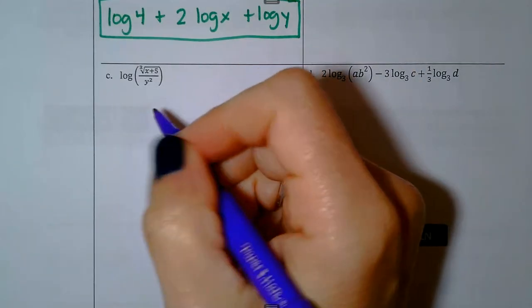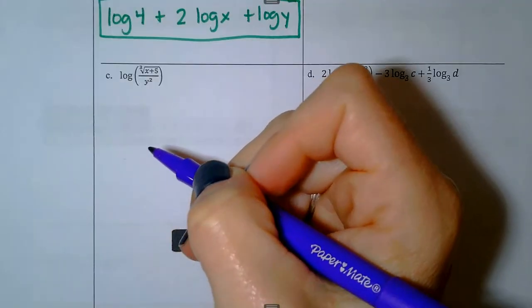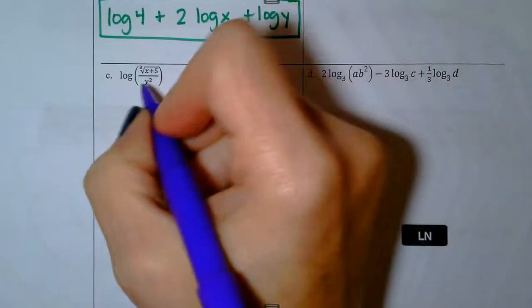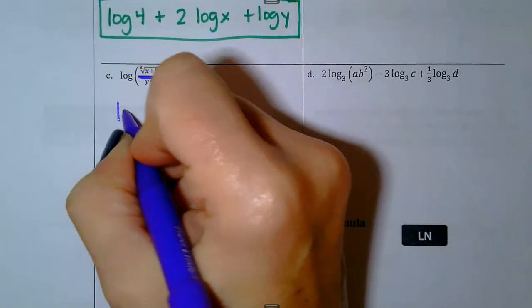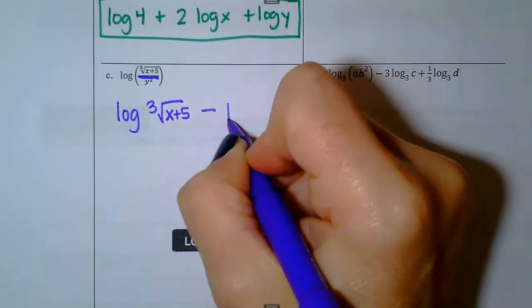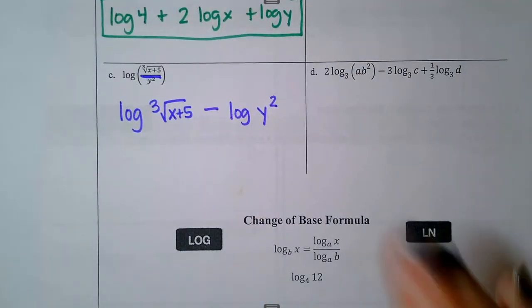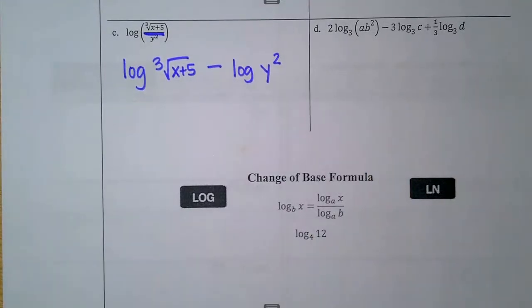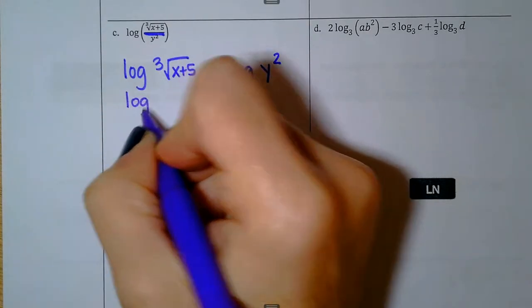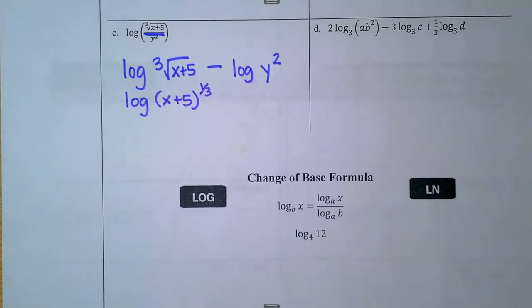If you get lost in your head sometimes and confuse yourself, I always just say baby steps. I see a division sign, so I'm going to break it up into the log of the cube root of x plus 5 and then minus log of y squared. So it's all about starting small and working your way up, and then just keep going. They expect you to remember that's 1/3, so x plus 5 is also to the 1/3.